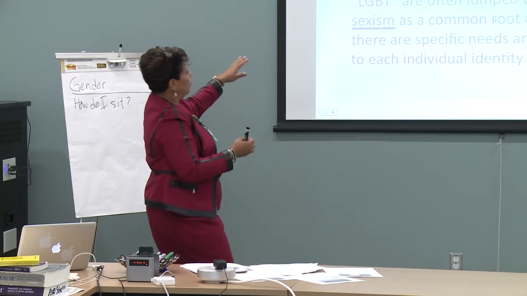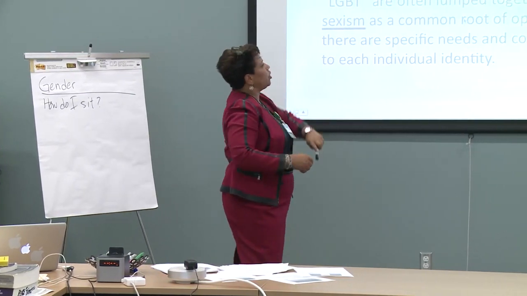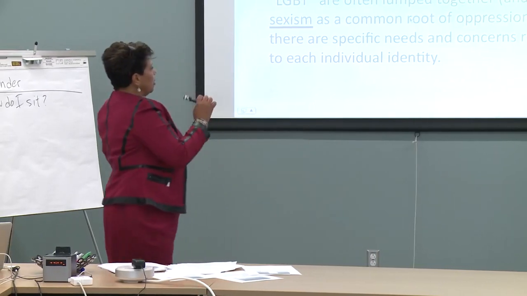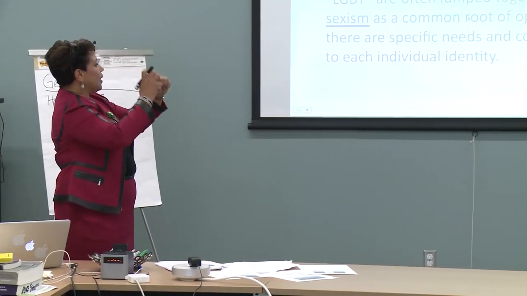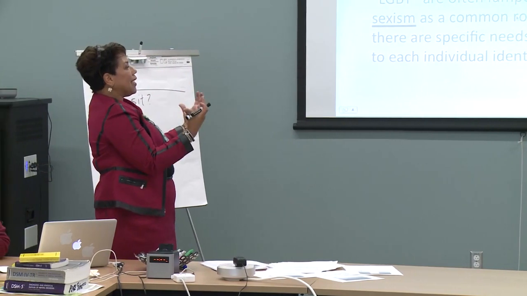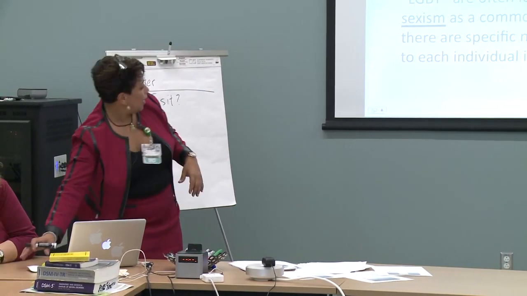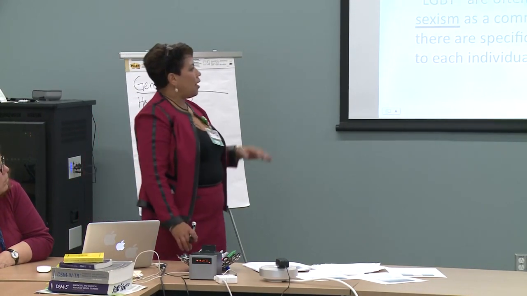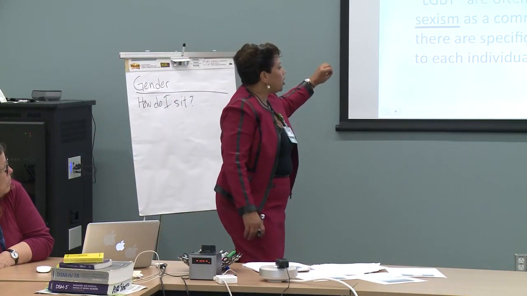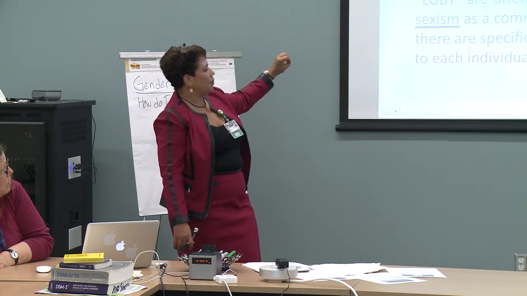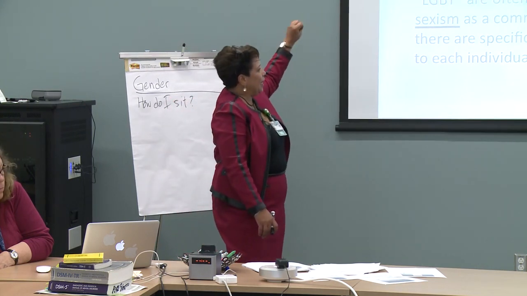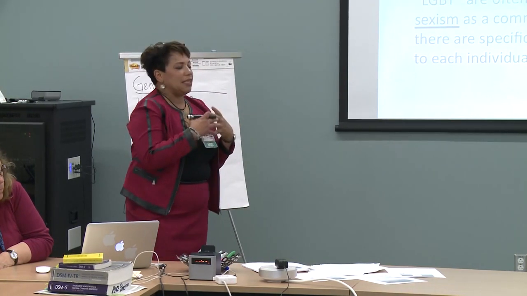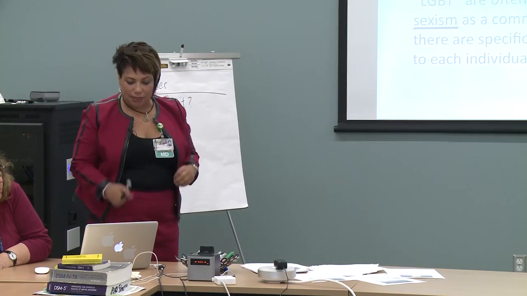LGBTQ, as we were instructed, is either queer or questioning, and A is asexual or ally. Although all the different identities within LGBT are often lumped together because they share the same sexism as a common root of oppression, and that's what was so eloquently illustrated there, because allies don't really share that sexism as a common root of oppression, they really aren't in the LGBTQA. And this helps people who have specific needs and concerns related to individual identity. Next.